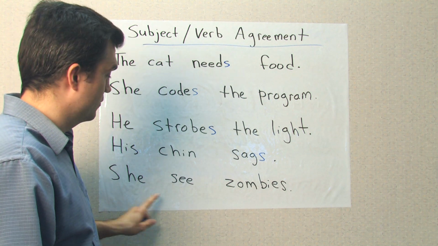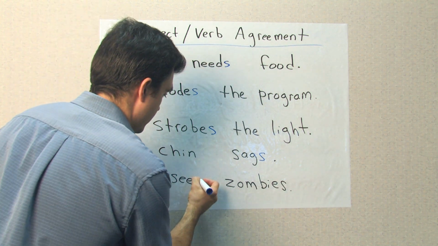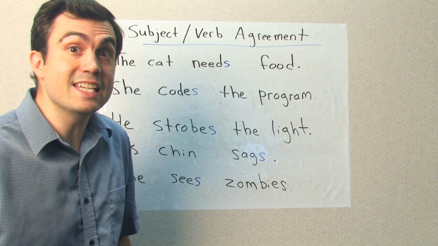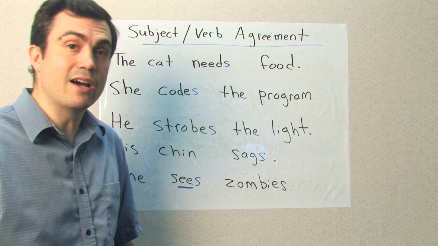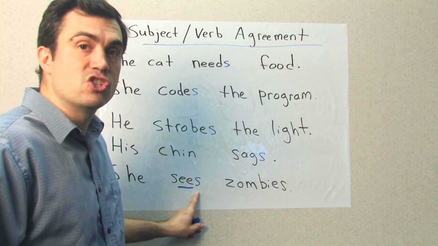She, singular, see or sees. She sees. E-E. An E-E sound like C. When we add S, it sounds like Z. She sees.